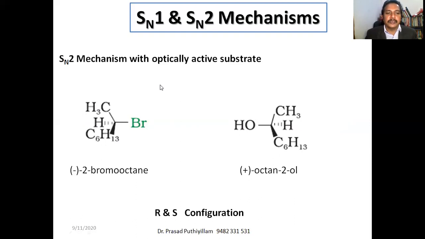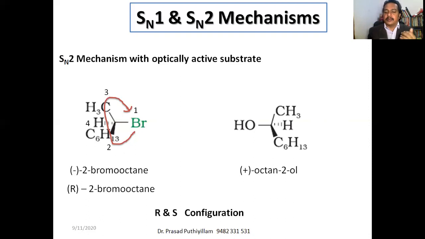Therefore 1, 2, 3, 4, so four priorities are given there. Now keep the hydrogen away from the screen, exactly opposite, imagine that hydrogen is not there. Then the remaining are bromine with first priority, C6H13 with second priority, and CH3 with third priority. The rotation on the screen, if you draw, will be towards the right. Therefore it is R configuration, R-2-bromooctane.